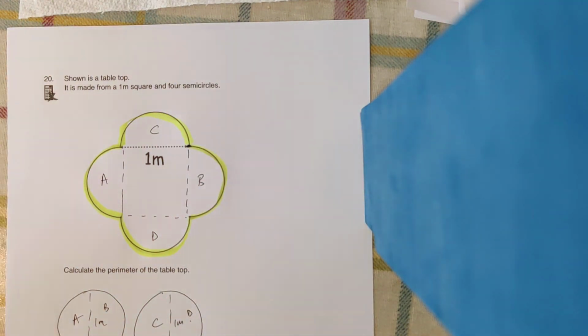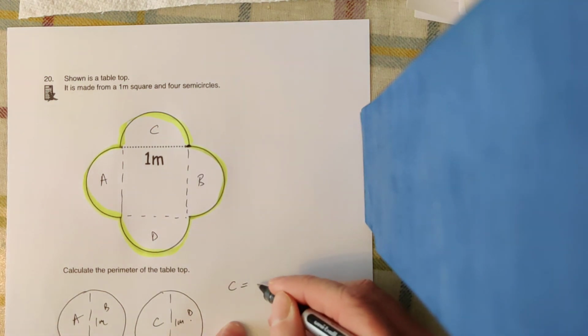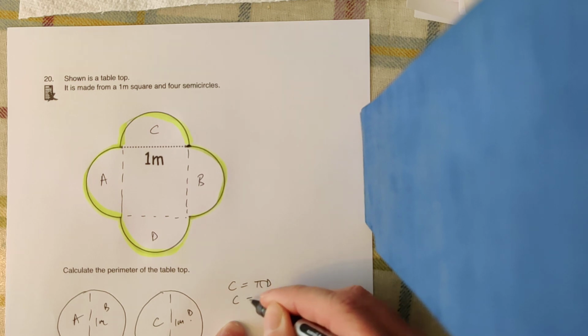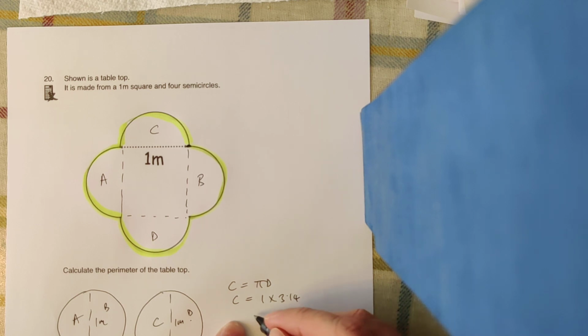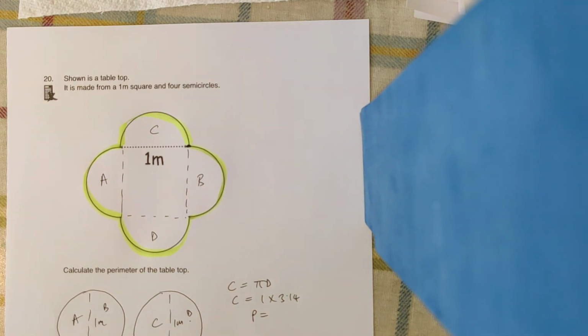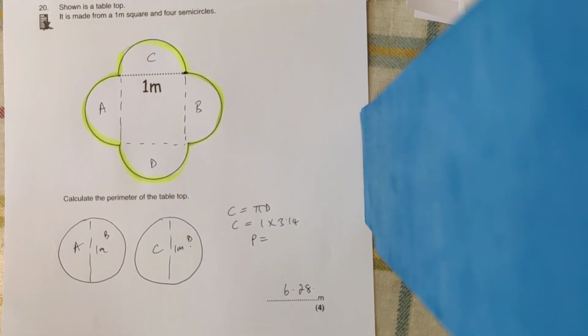So it goes round the highlighted bit, that's the perimeter. And what you can see is it's actually the circumference of 2 of the circles. So circumference is pi d. Circumference is 1 by 3.14, which is 3.14. And then I'm going to double that, so the perimeter is 6.28 meters. Okay, I'll move that up so you can see it's 6.28 meters.